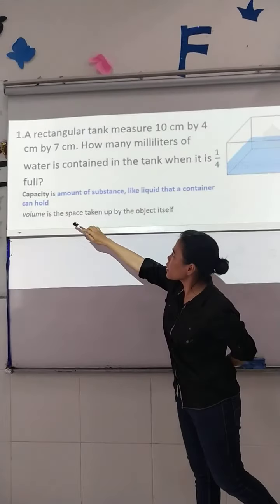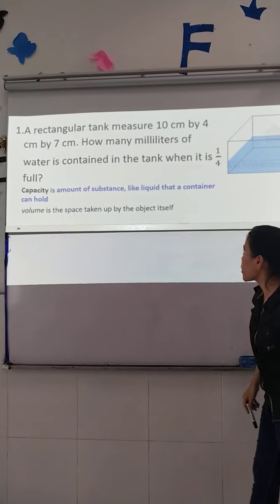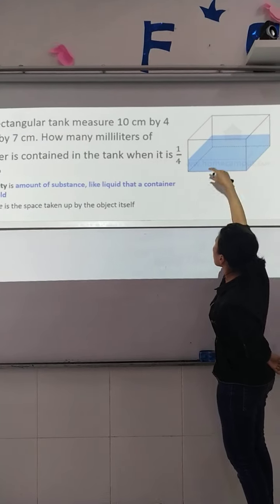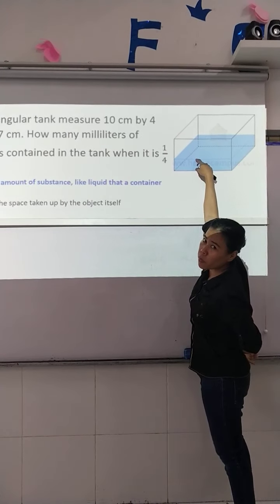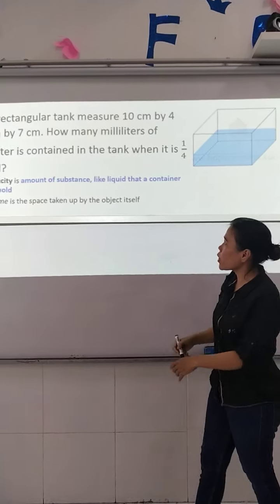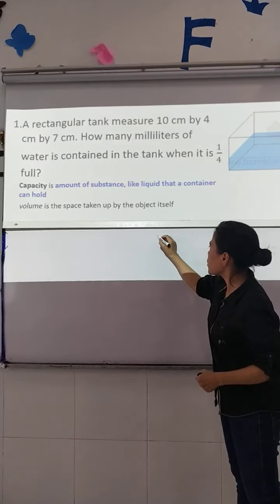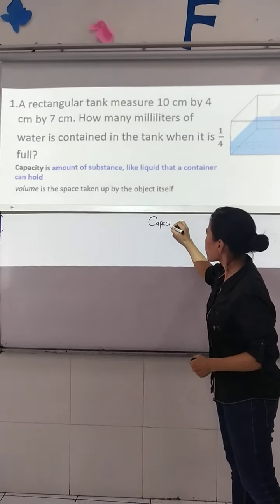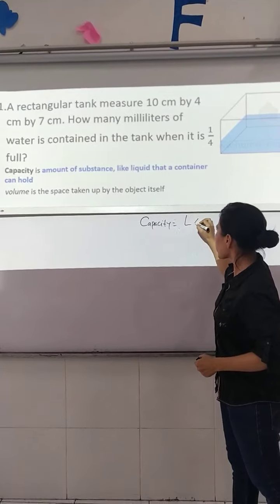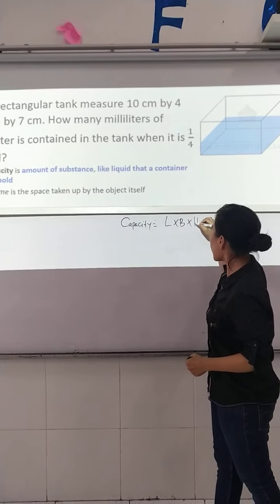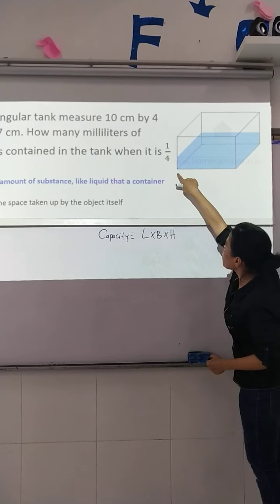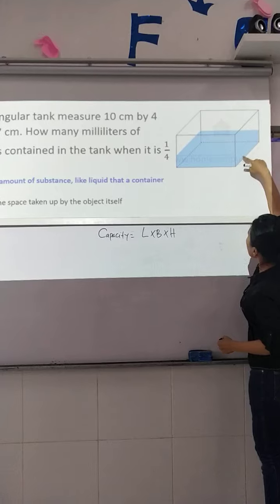And then the volume is the space taken up by the object itself. So from this case, the volume is this. As you see, the blue color is the water. Okay, now we are going to find the capacity first. Capacity is length times breadth times height. So from this picture, this is going to be the length, the breadth, and this is going to be the height.